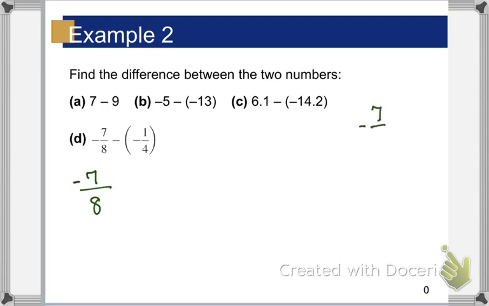Negative 7/8 can be written with the negative in front of the whole fraction. It can be written with the negative in the numerator. And it also can be written, although you don't see it very often, with the negative in the denominator. Does anybody know the one way it can't be written?